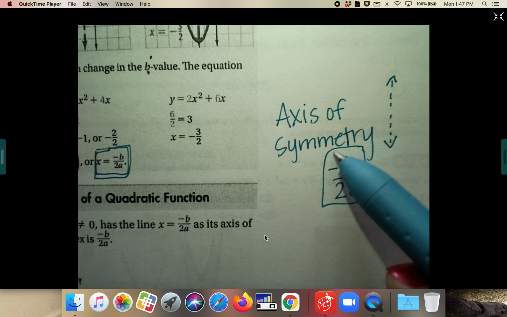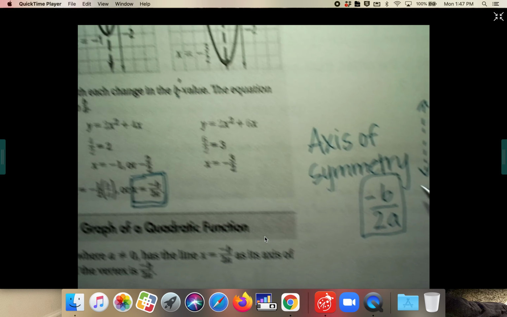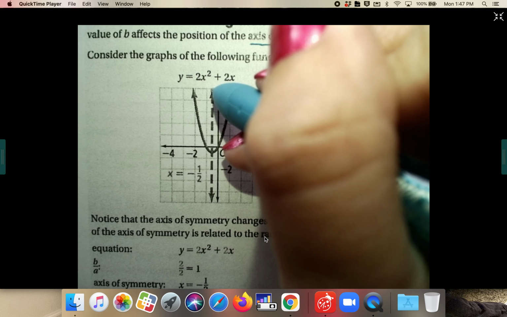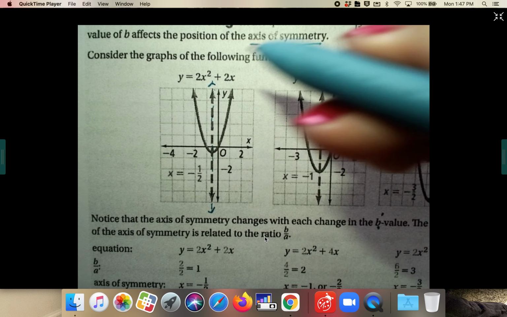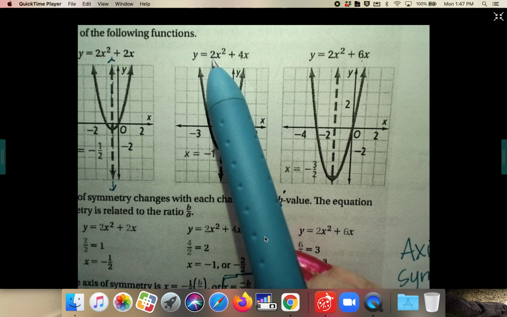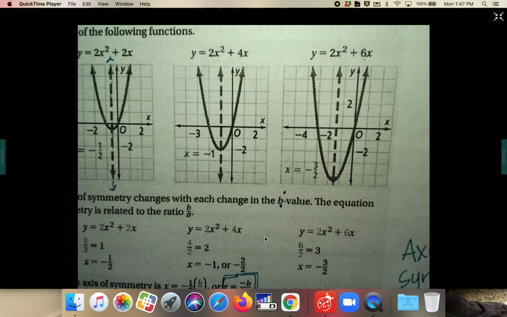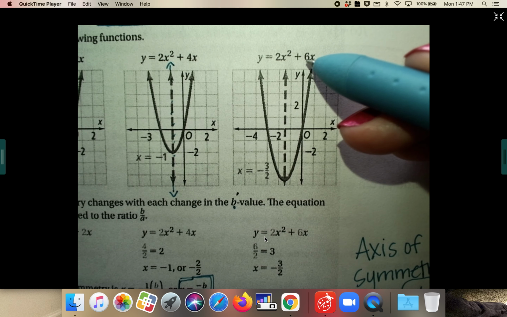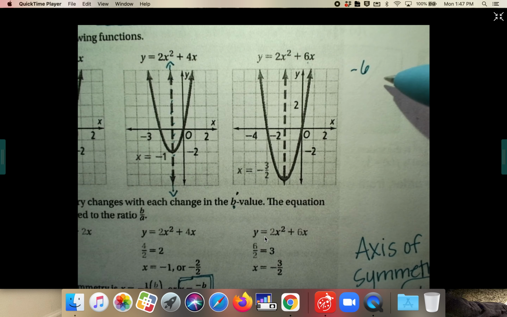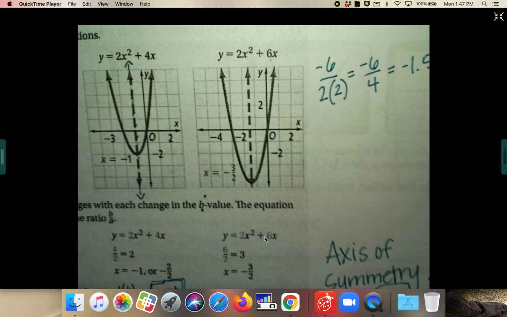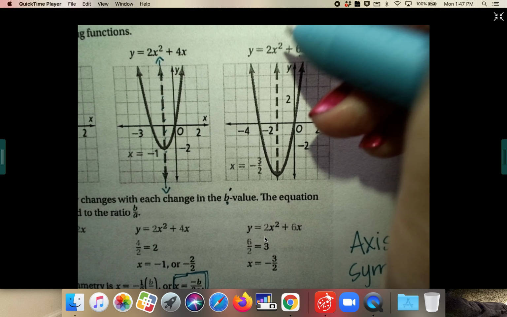So in our first example, if we would have solved opposite b over 2a, you would have got negative half. And that is why the axis of symmetry is on negative half right here. And then if we took opposite b over 2a, that'd be negative 4 over 2 times 2. That would have come out to be negative 1. Which is why the axis of symmetry is on negative 1 in this case. Same thing here, opposite b over 2a, opposite 6 is negative 6, over 2 times a, which is 2. Negative 6 over 4 is the same thing as negative 1.5. So that is why it is negative 1.5.